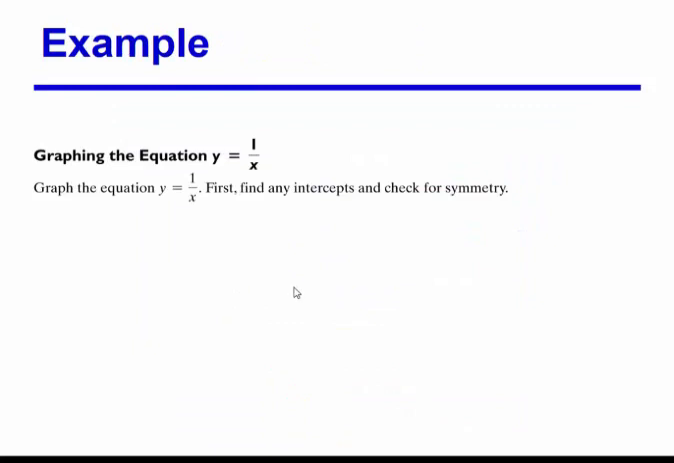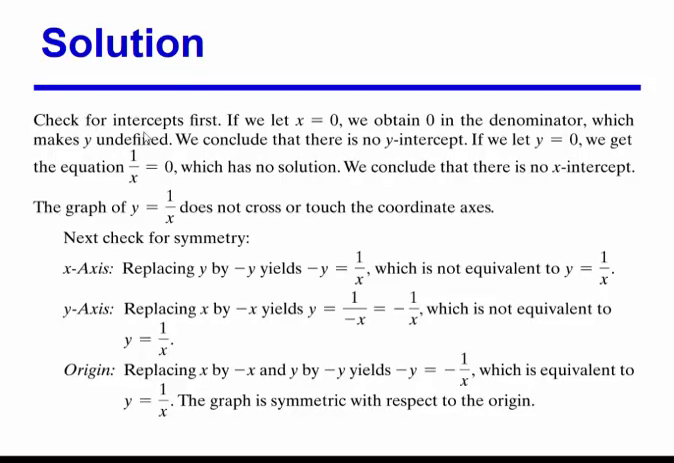Then the next one, we're going to graph y is equal to 1 over x. And so we're going to find any intercepts and check for symmetry. So check for intercepts. If we let x equal 0, we obtain 0 in the denominator, which makes y undefined. So we conclude that there is no y-intercept. If we let y equal 0, we get the equation 1 over x is equal to 0, which has no solution. So we conclude that there is no x-intercept. So the graph of y is equal to 1 over x does not cross or touch either of the axes.